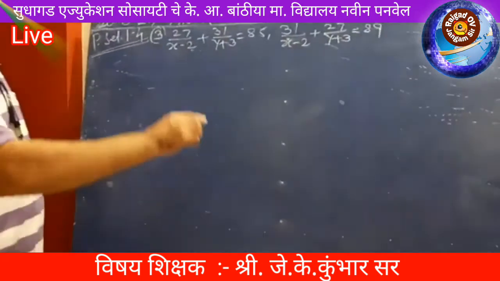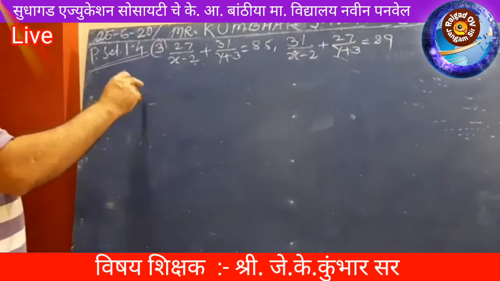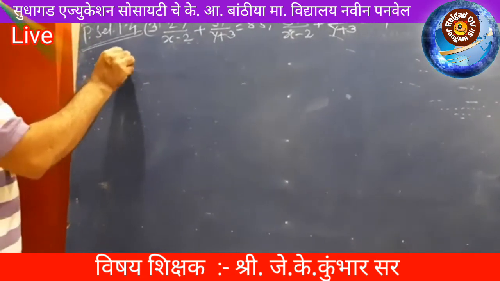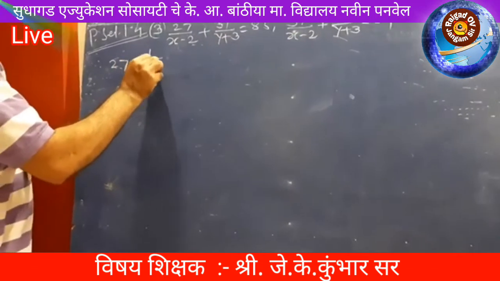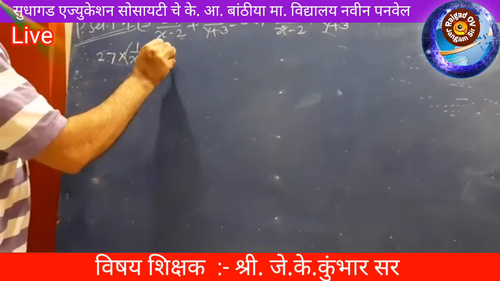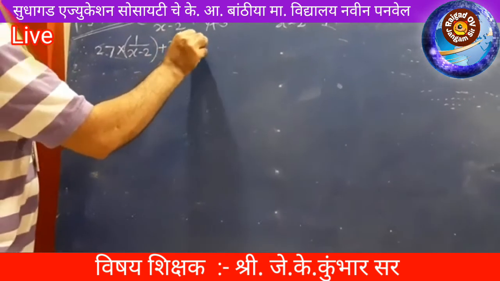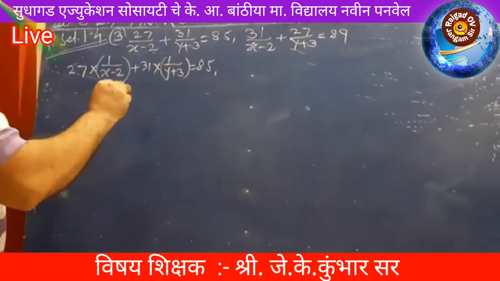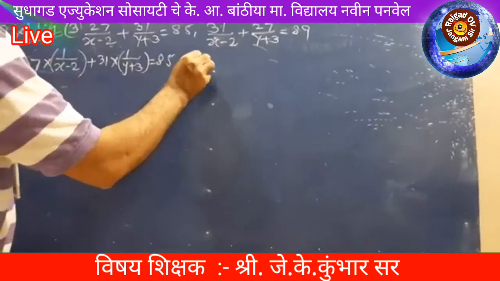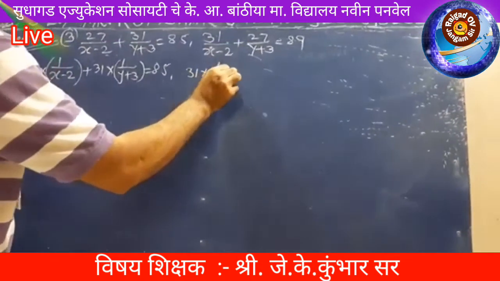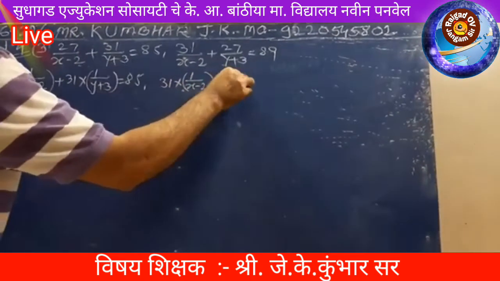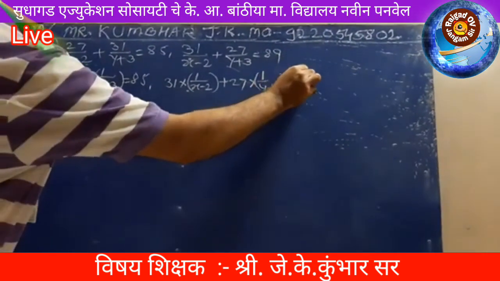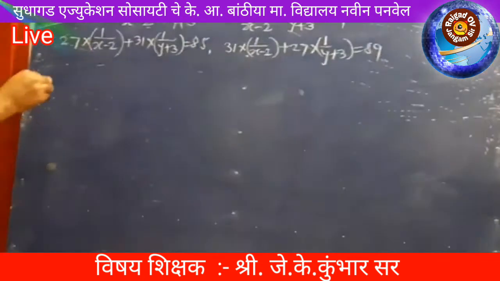Now, first we have to convert into linear equations in 2 variables. Therefore, we can write this equation in the form of 27 into 1 upon x minus 2 plus 31 into 1 upon y plus 3 is equal to 85. And for this one, 31 into 1 upon x minus 2 plus 27 into 1 upon y plus 3 is equal to 89.